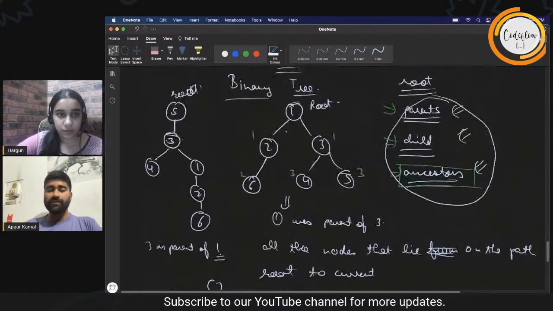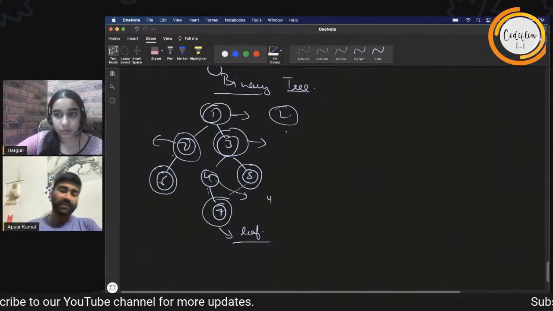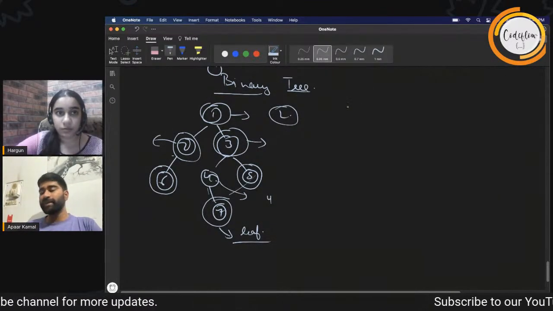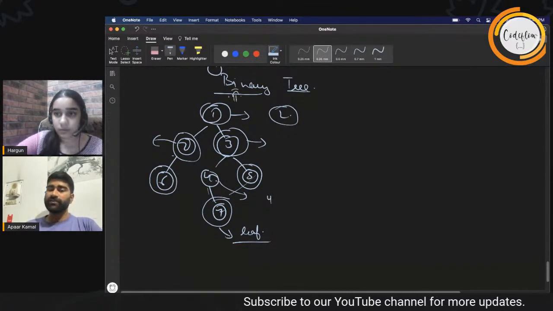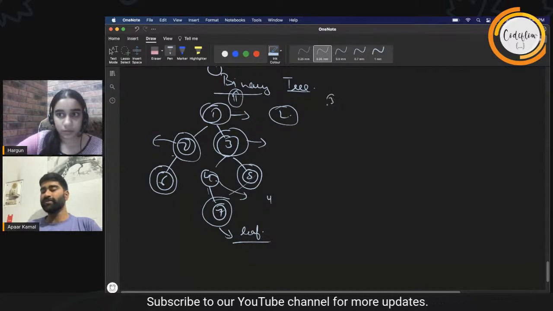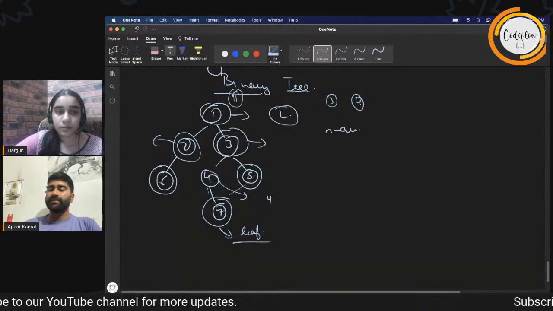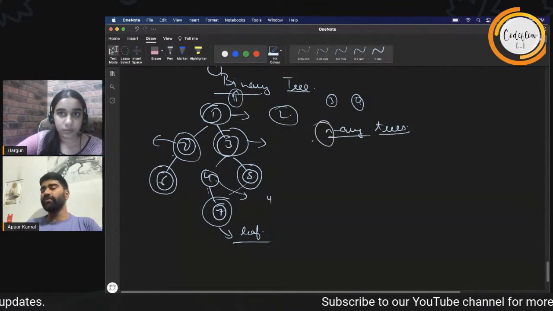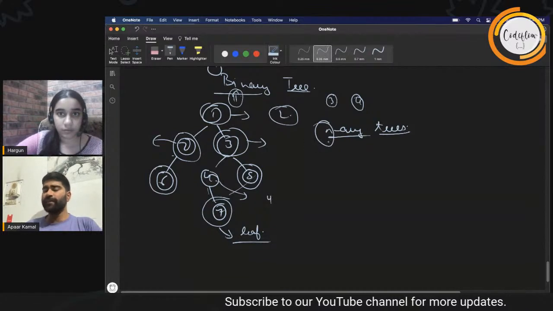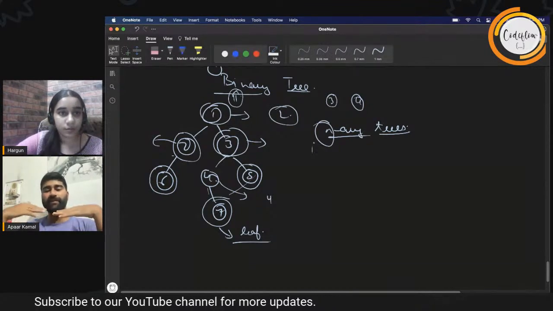Cool. Now we have some trees on the basis of the number of children they have. We have some trees which can limit the number of children, right? Like we have already seen binary trees, two children. Then we have trees which have at most three children, four children, and so on, right? And then we have n-ary trees. So what's an n-ary tree, guys? Any node can have n number of children, right?